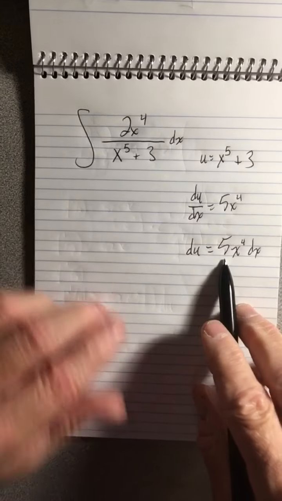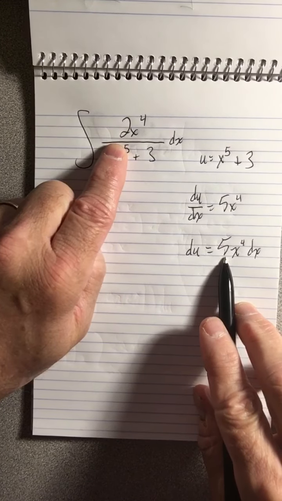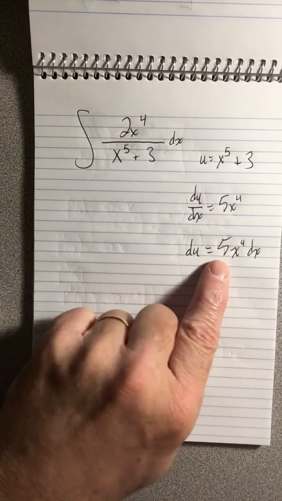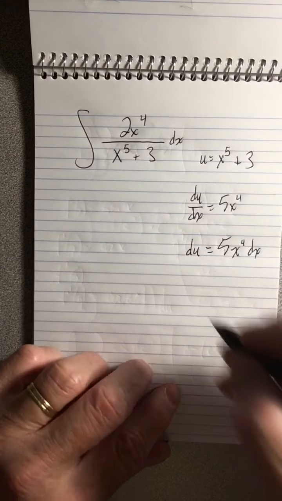And then I say, well, I would like this to be a 2, not a 5, right? See how I have an x to the 4 dx and an x to the 4 dx, but this 5 and 2 don't match up, but that's okay.